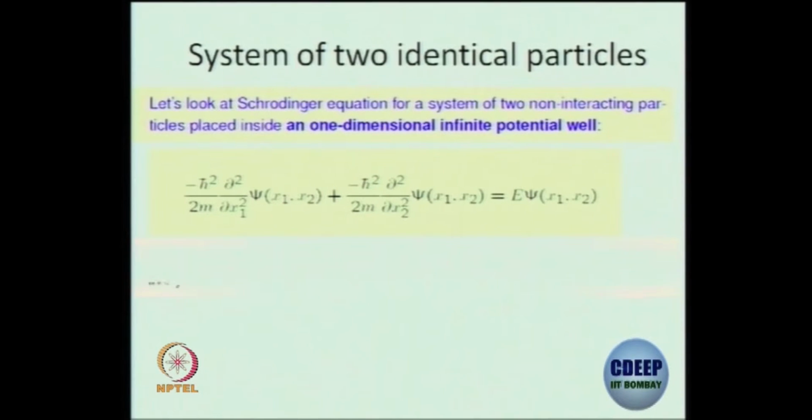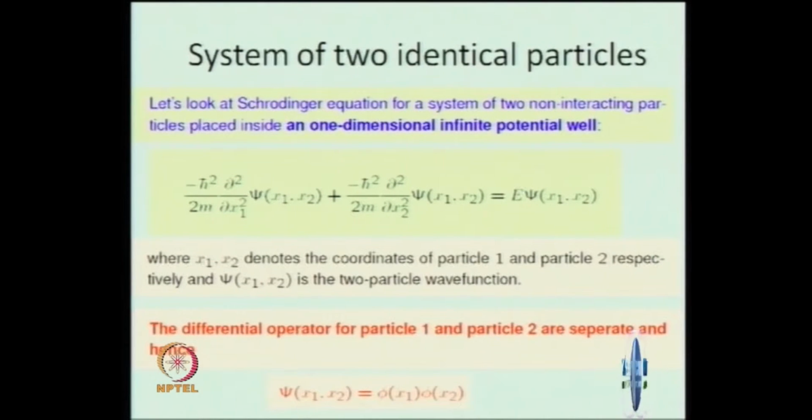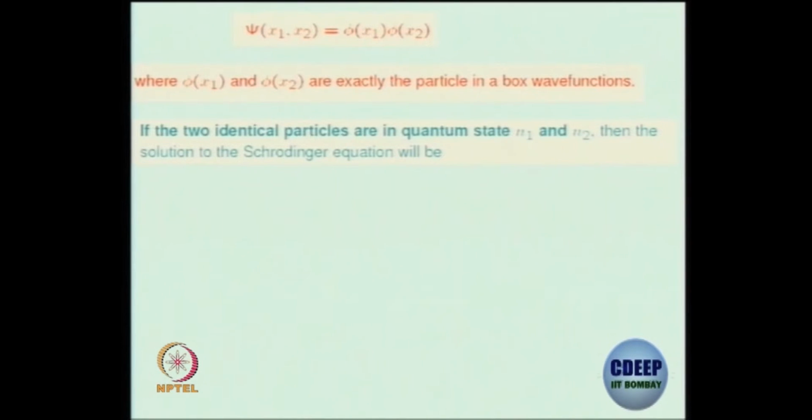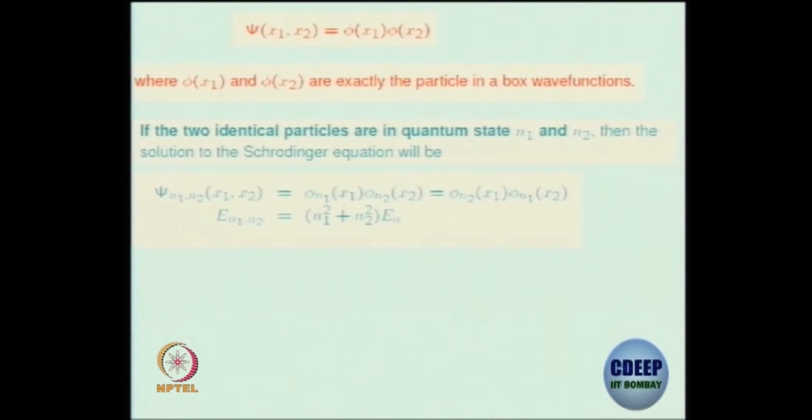So what is the solution? You can write the solution to this equation as a product of solutions to each electron if they are non-interacting. Why is it non-interacting? I have not put a V which is coupling x1 and x2. That's why it's non-interacting. So for such non-interacting electrons, a particle in a box will have only one quantum number, which is n1 for particle 1 and n2 for particle 2. And they are identical. What will you do? You can write the composite wave function to be a product of particle 1 in quantum state n1 and particle 2 in quantum state n2.